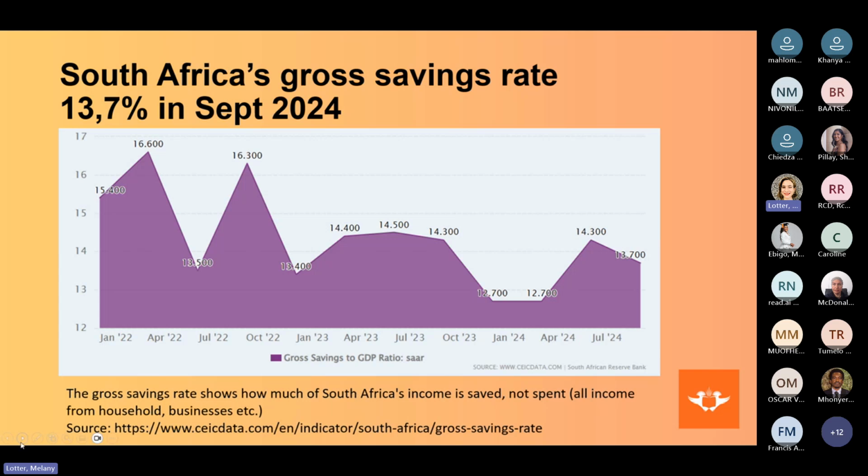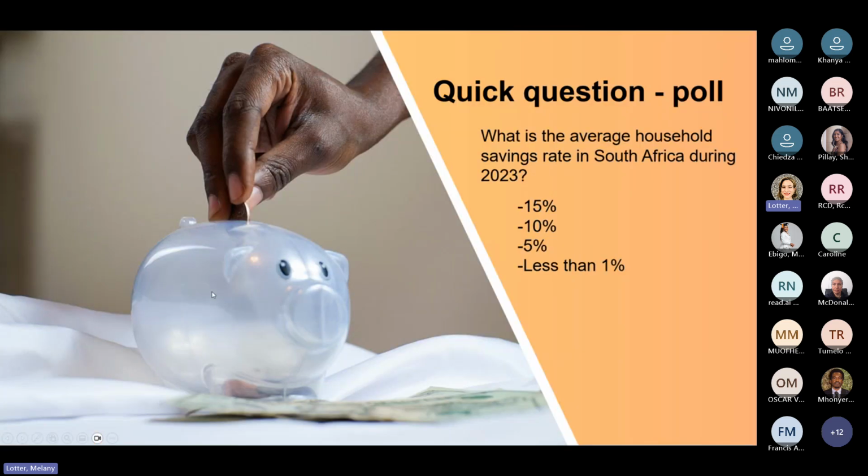Now, if we look at the household savings rate, quickly get into your chat box again. What do you think is the average household savings rate in South Africa during 2023? I've mentioned some suggestions here. Do you think it's 15%, 10%, closer to the gross savings rate, 5%, or less than 1%? If you want to guess, you can write it down on paper, or give it to me in the chat box. Less than 1%, thank you. 5%, 5%, 1%. Thank you to everybody participating in the chat box.